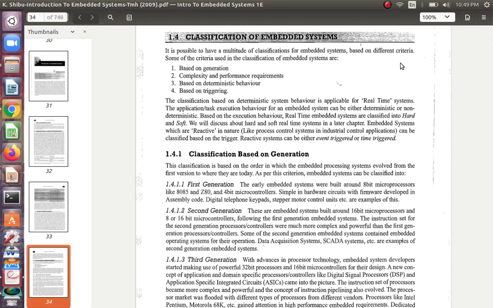Now we will see classification of embedded system. Embedded systems can be classified based on different criteria like based on generation, complexity and performance requirements, based on deterministic behavior, based on triggering. So we will see these three later. Now we will concentrate only on based on generation.